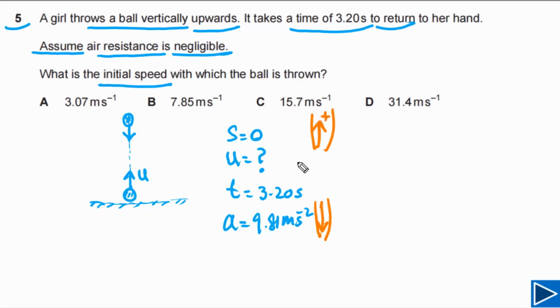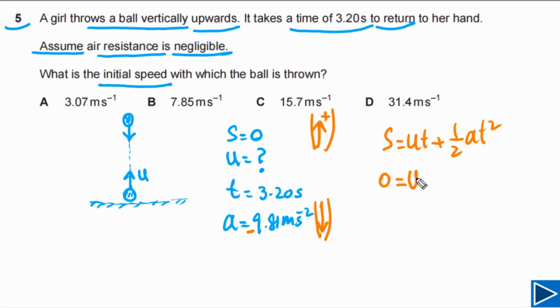As we have taken up as positive, acceleration has to be negative because it is in the opposite direction. Now we need to understand acceleration is also constant and uniform. So simply we can use s = ut + 1/2 at². Displacement in this case is equal to 0 because initial and final positions are the same. So displacement of the ball is equal to 0.